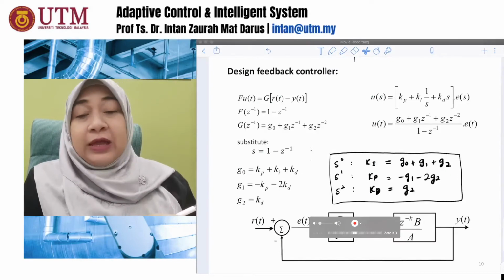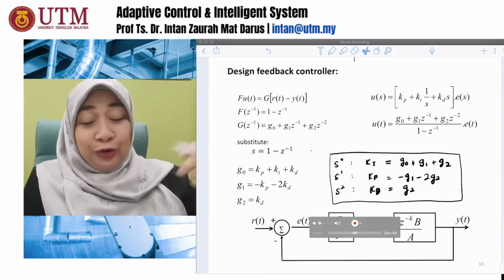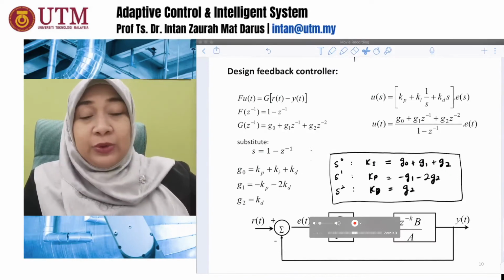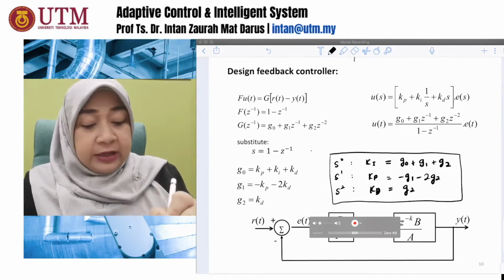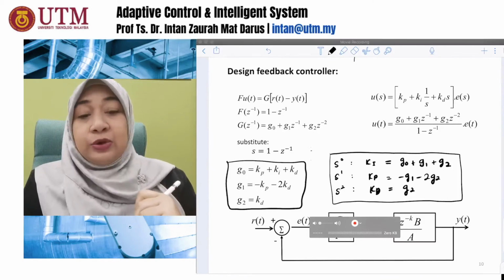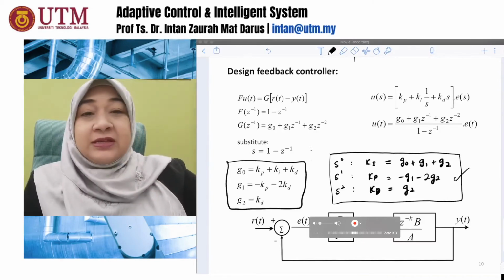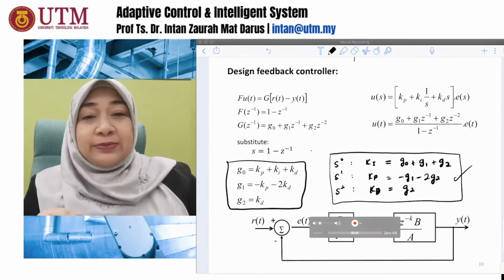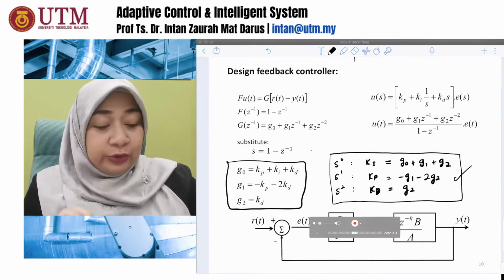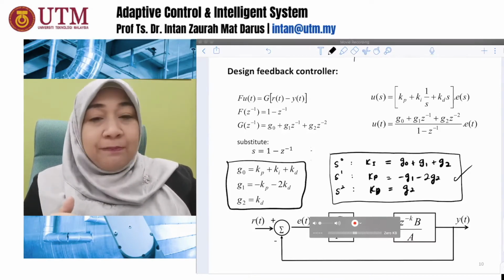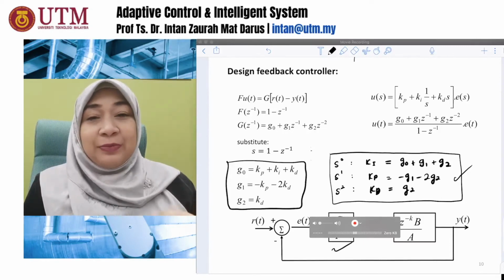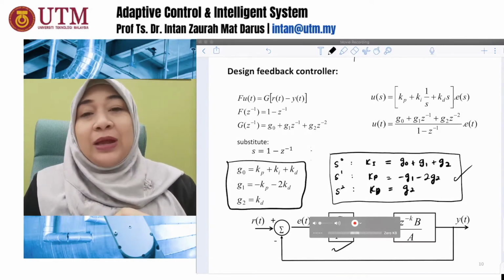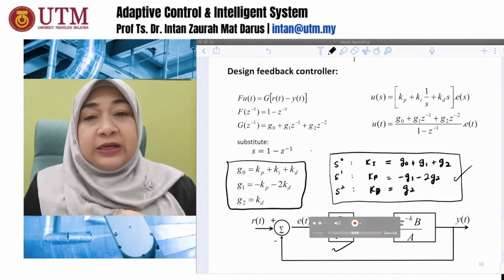If you look again at the design of your controller just now, by doing this substitution, you can do both, isn't it? Either you have this as your equation just now, or you have this based on your substitution. Whichever you want to use for your controller, you can put this into your transfer function of your controller, like what we have here.